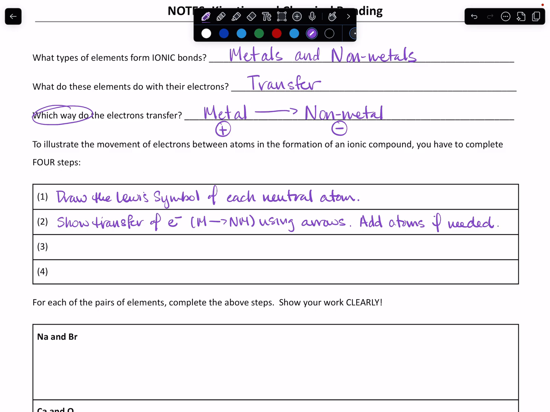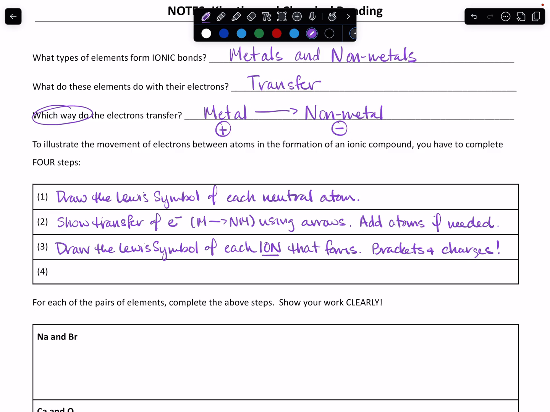Step 3, we're going to draw the Lewis symbol of each ion that forms. Don't forget your brackets and charges for these. Now, if you need to use more than one of an atom, there are a couple different ways to do that. We'll talk about that in a minute.